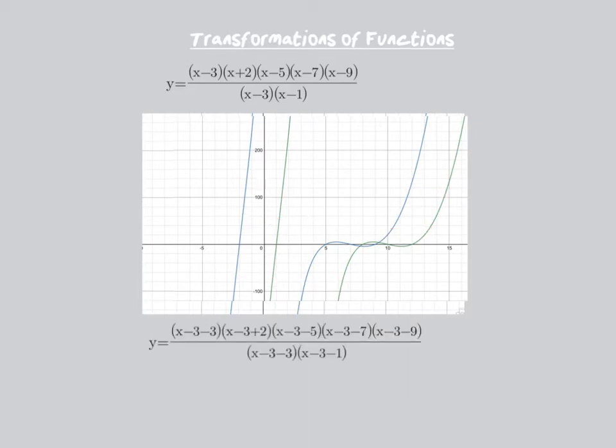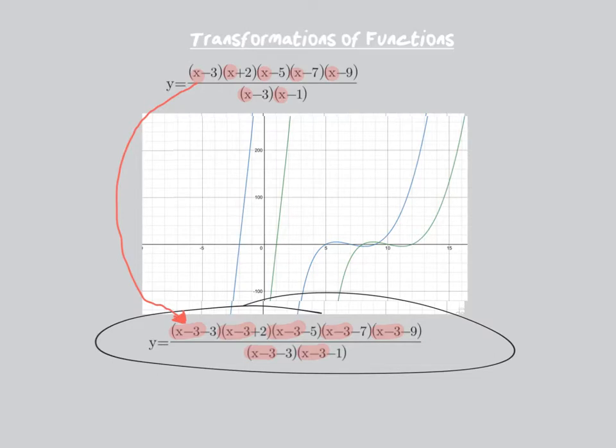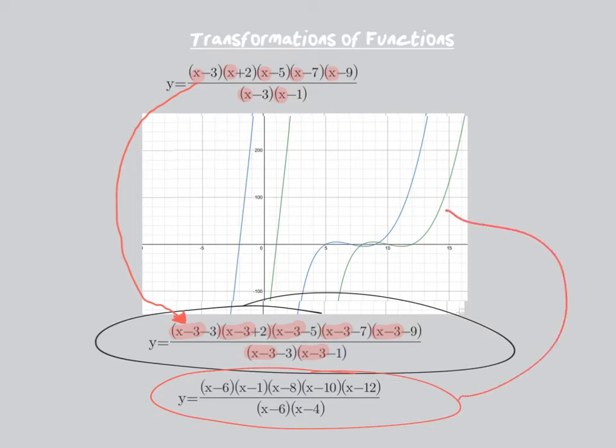Well, the solution is just to replace every x with x minus 3, which we have here, and this one looks a bit wonky. I think I will reduce it. So there you have it. This is the green graph. This is the blue graph. And as you see, it's just every x is replaced with x minus 3.